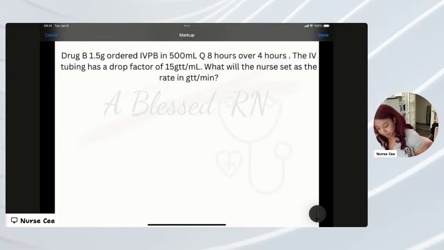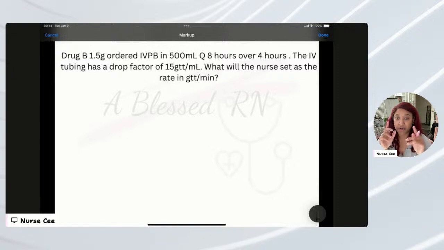All right, boom. So, drug B, 1.5 grams is ordered IVPB. IVPB just simply means IV piggyback. So, it's a secondary line. It's not your primary solution that's infusing. It's going to hang higher, it's going to go in, and then the primary is going to start back. That's all that is. Don't get caught up by the big words, okay? Nursing has a lot of big words, but hey, don't be intimidated by it.